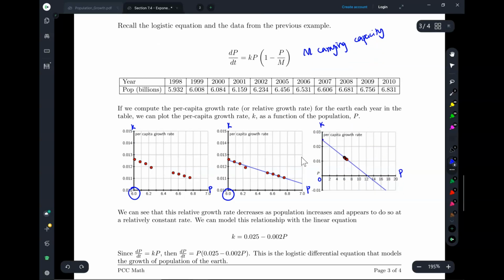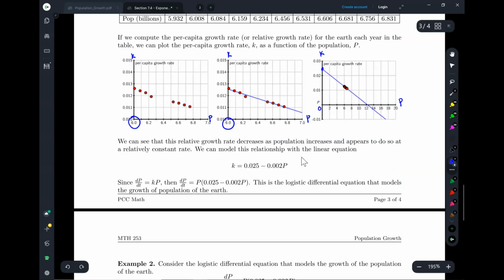So you can see that this equation, if you were to find the slope of the line and the y-intercept of the line, you would get about K equals 0.025 minus 0.002p. Again, that shows the relationship between that relative growth rate and the population. As population increases, we will see that relative growth rate decrease as the population approaches its carrying capacity.